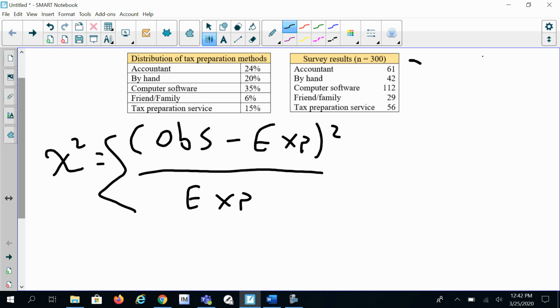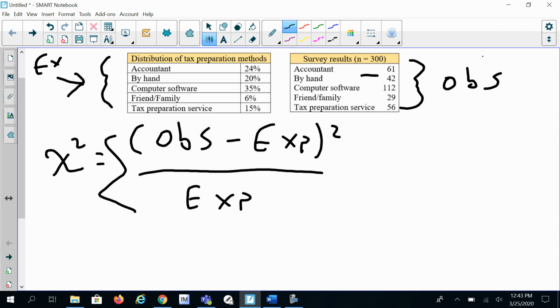So these right here are our observeds. The 61, the 42, the 112, these are all the observed values. So for every one of the 5 fractions we're going to make, these numbers right here are going to be the first number in the fraction. The thing that we need to figure out then is the expected value. So that is where this table here is going to come into play. We're going to use this table here for the expecteds.